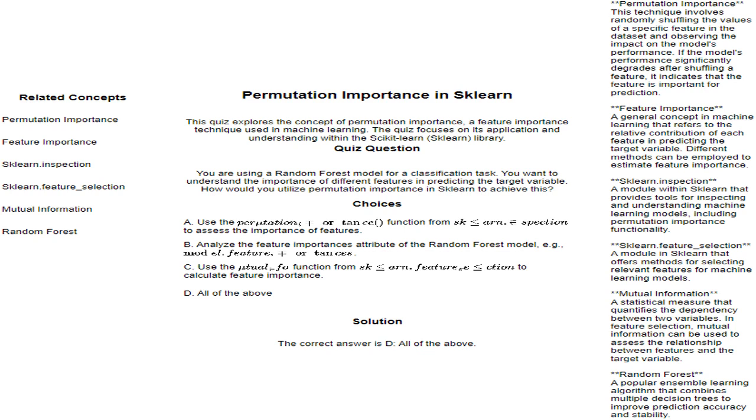Mutual information: a statistical measure that quantifies the dependency between two variables. In feature selection, mutual information can be used to assess the relationship between features and the target variable.